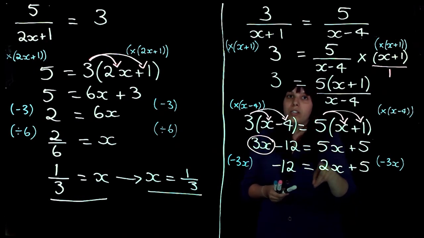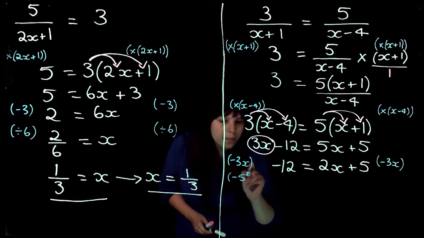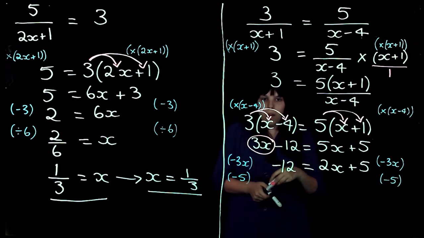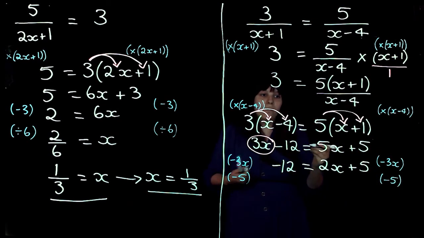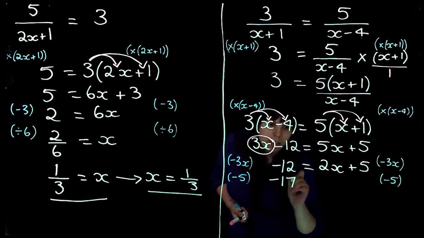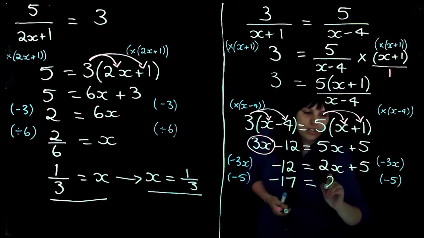So we're multiplying the x by 2 and then adding 5. So let's get rid of that plus 5. So we minus it, because that's the inverse. So minus 12 minus 5 is going to give me minus 17. And 2x plus 5 minus 5 is just 2x.